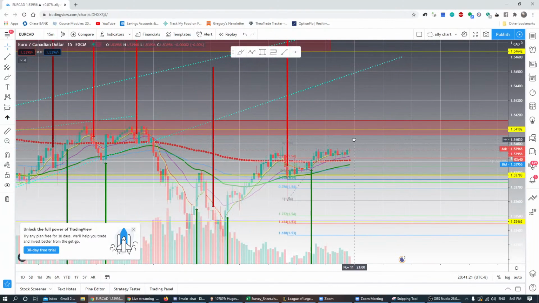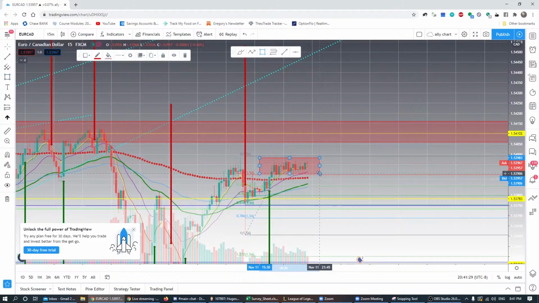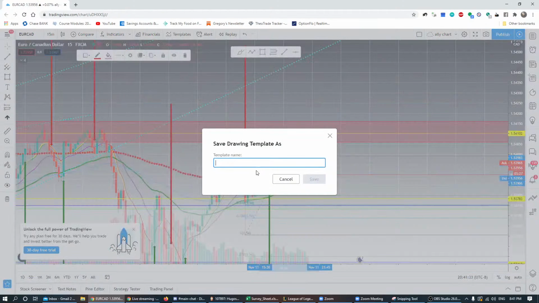I prefer not to. Okay, so right now for EURCAD, this is the setup I'm looking at. So we're in the speed bump zone. I need to save this as FOREX supply sell with red color. With red fill.